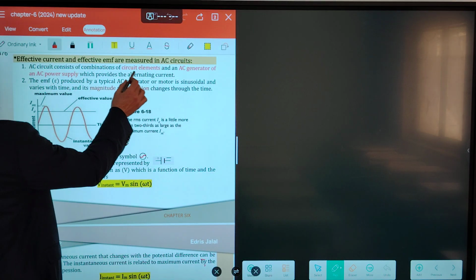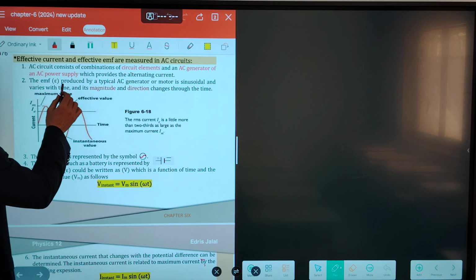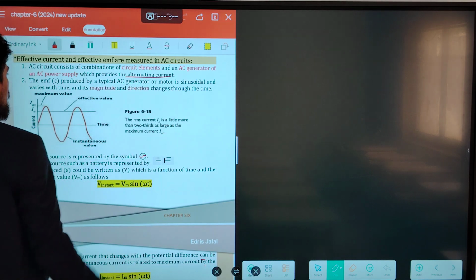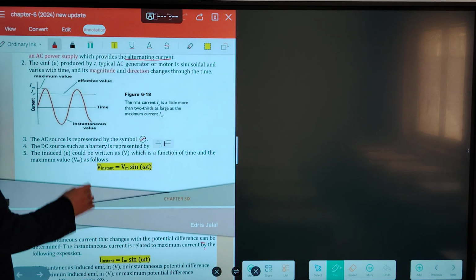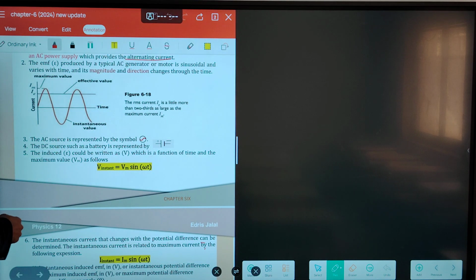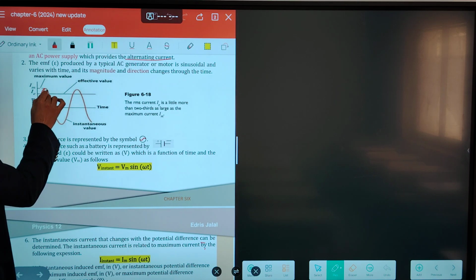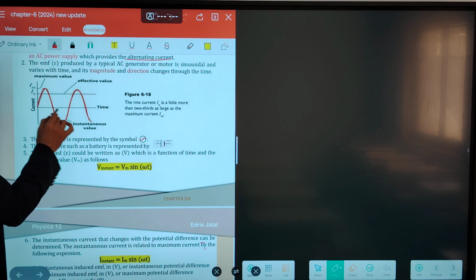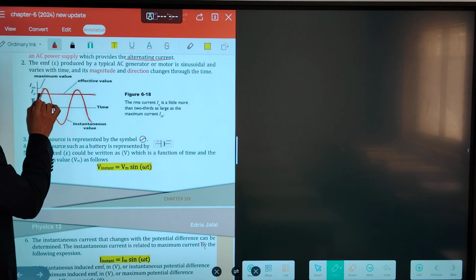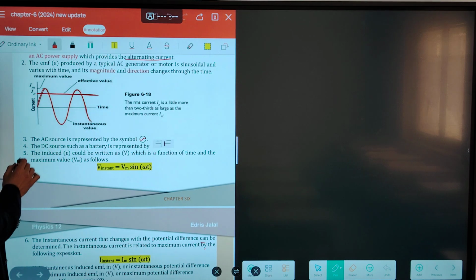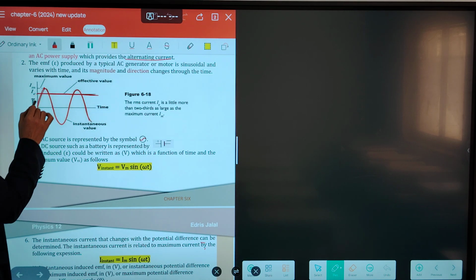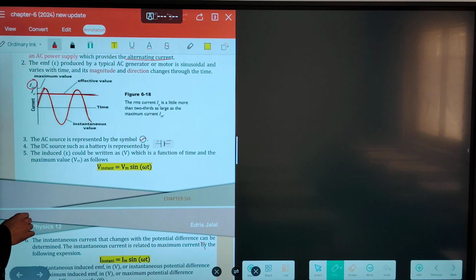A circuit consists of a combination of circuit elements: an AC generator, an AC power supply, which provides alternating current. In an AC generator, both the magnet and the direction change. This is the current of an AC source. It has an effective value, a straight line. This straight line is called the effective value, and the peak value is called the maximum value.